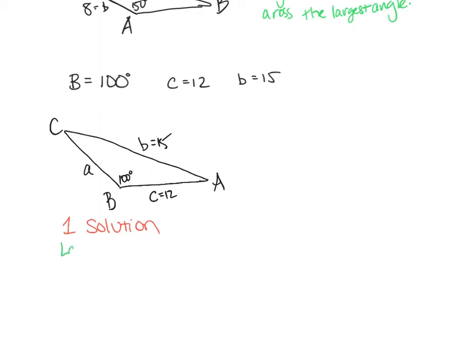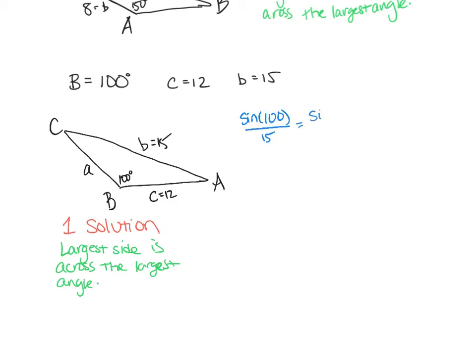Reason being is we have our largest side across the largest angle. And now that we've established this, we can solve this problem like we normally would. So for our first scenario, we'll have sine of 100 over 15, so our pair of B's, is equal to sine of our angle C over 12. We're not going to compare it to our A's since we don't know anything about our A's yet.